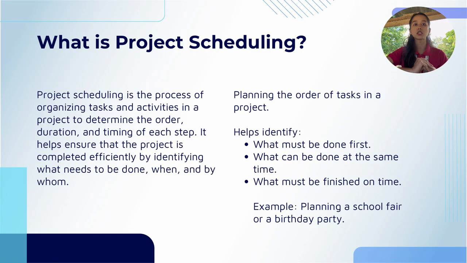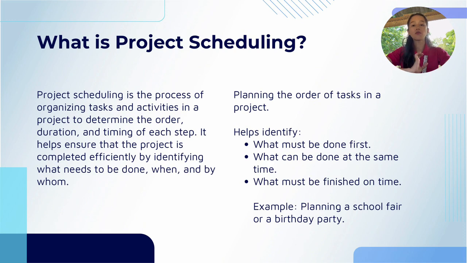First, let us know what project scheduling is. Project scheduling is the process of planning and organizing the sequence of tasks in a project to ensure everything is completed efficiently and on time. It helps determine which task must be done first and which can be done at the same time, and which task is the most critical that needs to be finished based on the schedule.